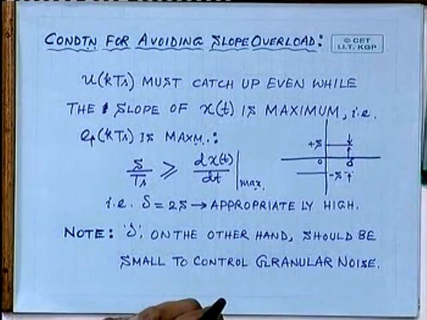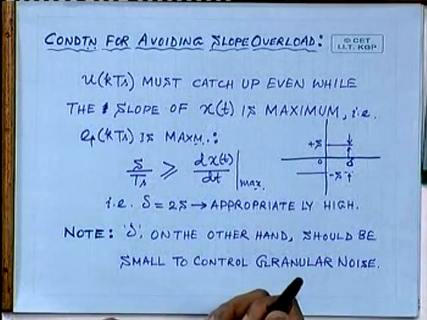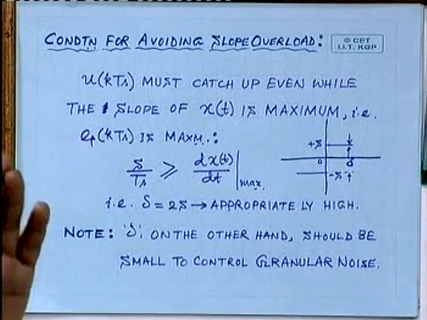One can guess intuitively that to avoid the slope overload condition, if I say that I need to design a delta modulation scheme which must avoid the slope overload condition, then what is the first approach there? As we discussed some time back, the slope overload error is basically related to the slope of the input signal. The higher the maximum slope of the input signal, you perhaps have to go for a larger step size.